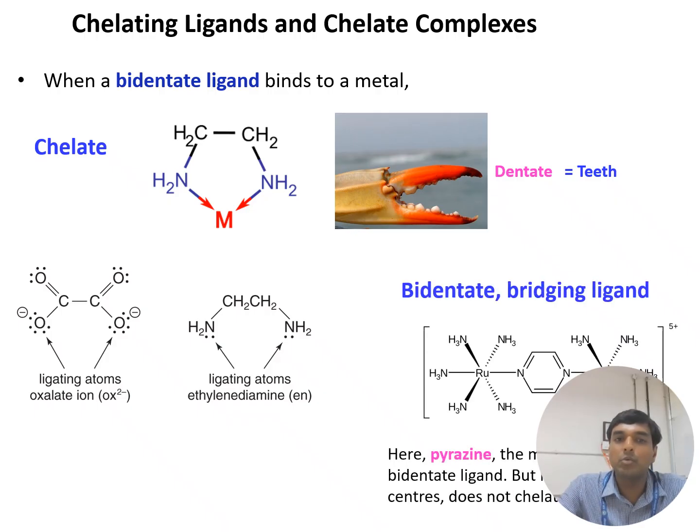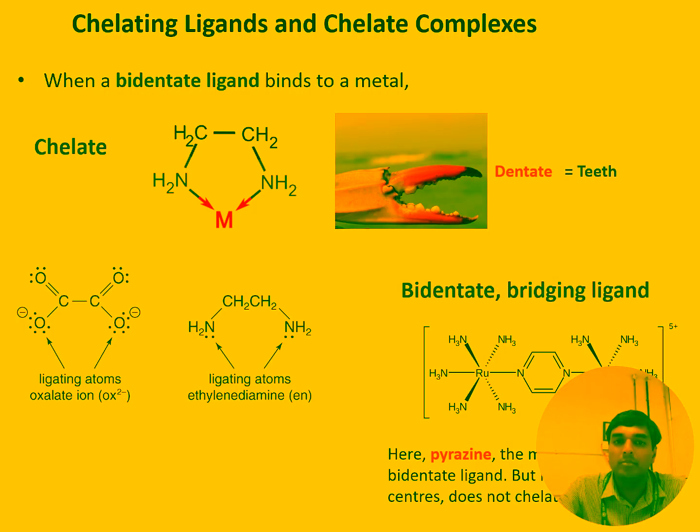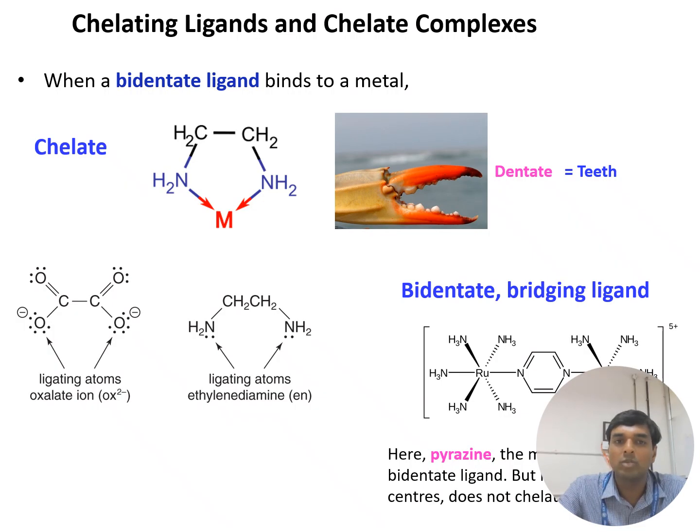Another case you can see is ruthenium. Ruthenium is an octahedral complex. It is bound with five ammonia molecules and a pyrazine compound. So pyrazine is basically a bidentate ligand.